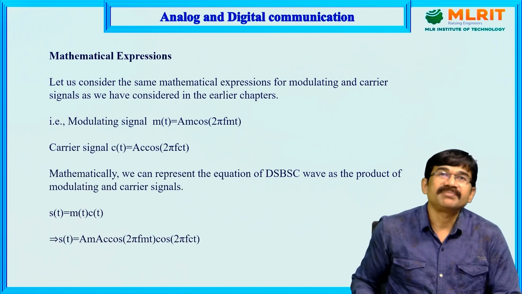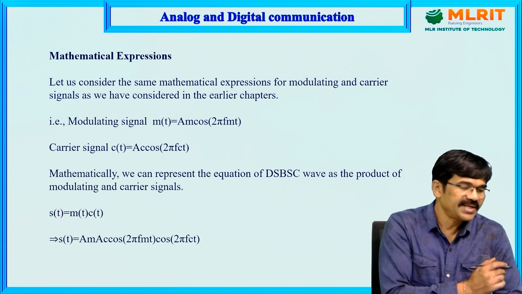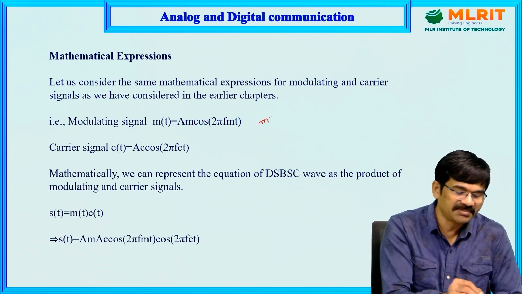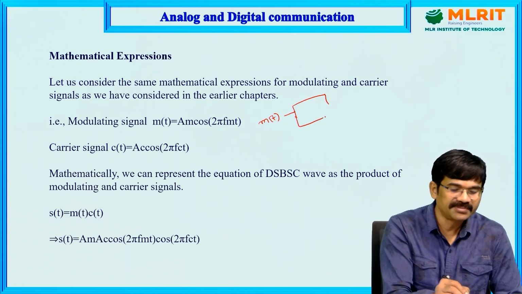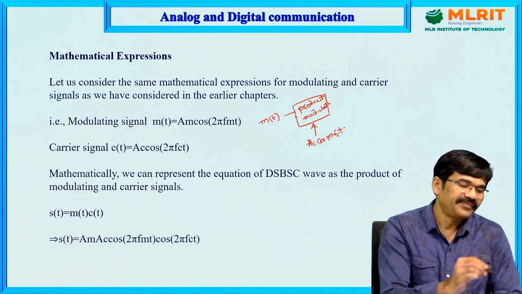So what is the mathematical expression for the generation of the DSBSC system? Here, in the DSBSC system, there are two signals. First, m(t) is the modulating signal, which we are applying to the product modulator. This is the product modulator. Another input we are applying is Ac cos 2π fc t. How are we representing m(t)?